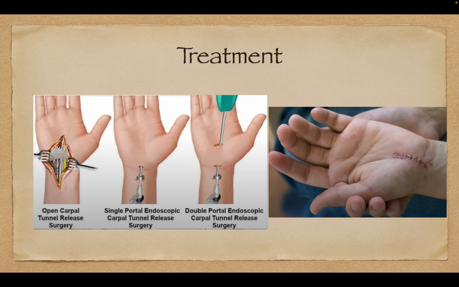Lastly, for treatments, we have surgery. The surgery for carpal tunnel syndrome can be single or double portal endoscopic carpal tunnel release surgery. What is usually done during the surgery is a local anesthetic is administered, although sometimes general anesthetic can also be administered, just depending on the case. During this surgery, it's mainly to free up space in that tunnel, usually by cutting the ligament, and the nerve usually isn't messed with. The surgery is very quick too. It's about 15 minutes. Then the palm and wrist area gets stitched up.